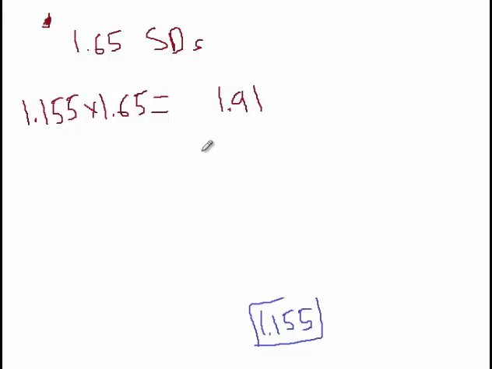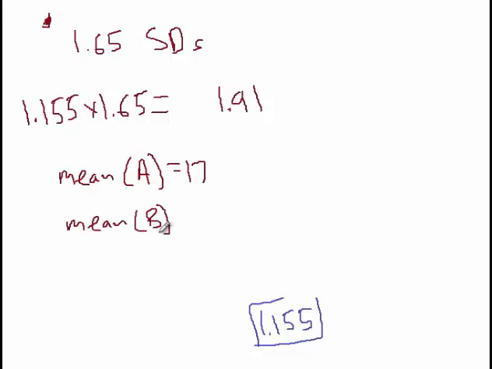Now, if you'll recall, the actual difference between the means was 2. The mean of A was 17, and the mean of pill B, in terms of weight loss, was 19. So the difference, B minus A, was 2. According to our statistical analysis, we can be 90% confident that if there were no statistically significant difference, the difference in means would be less than 1.91. Because they are 2 apart, we can be 90% certain that there is a statistically significant difference between them.